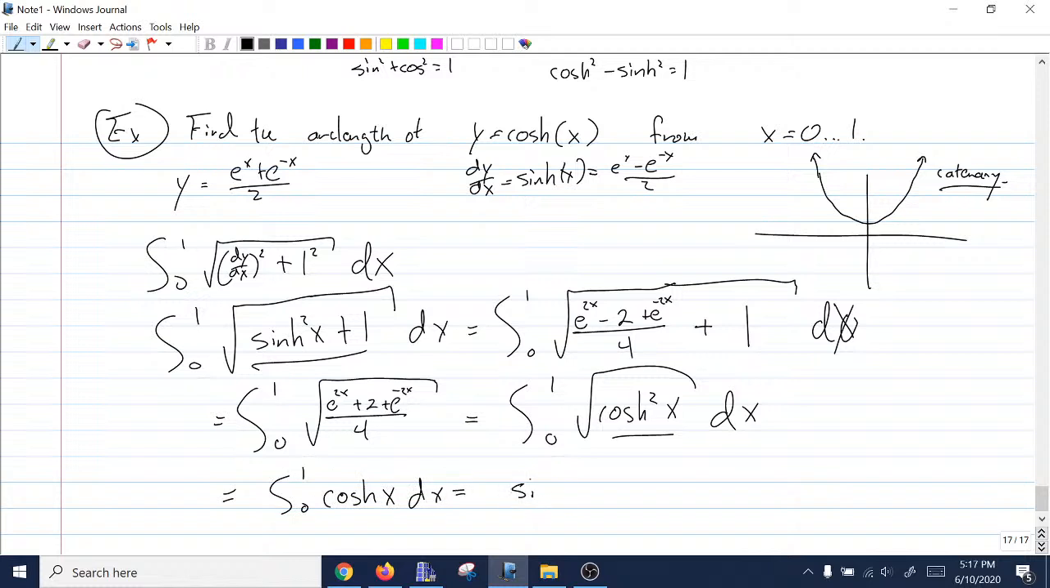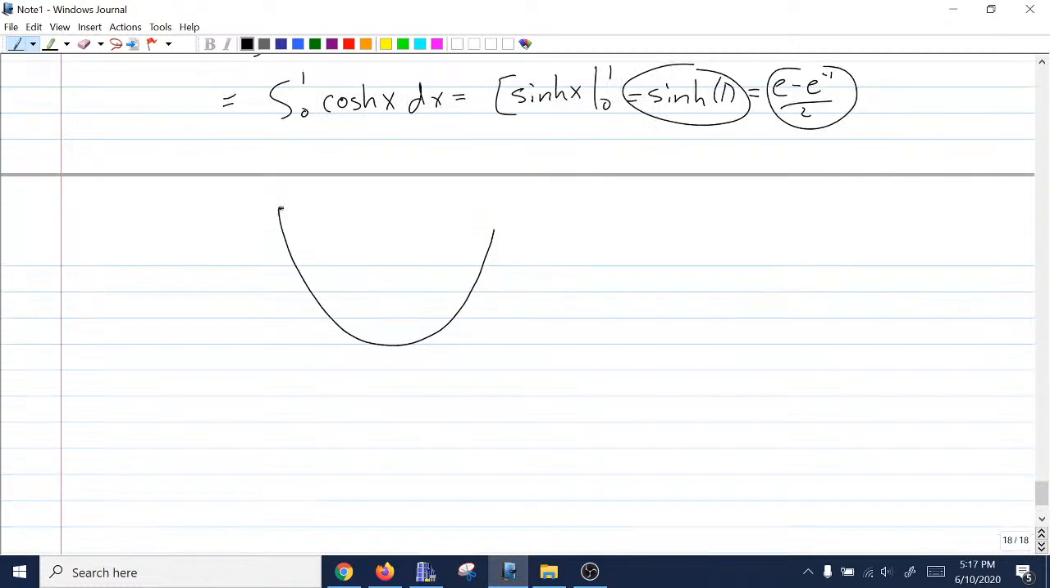The integral of cosh is sinh. I need to evaluate that from 0 to 1. I get sinh of 1, which I can evaluate. It's (e minus 1 over e) over 2. But there's a special thing going on here, which is that the total arc length from here to here equals the slope of the curve.